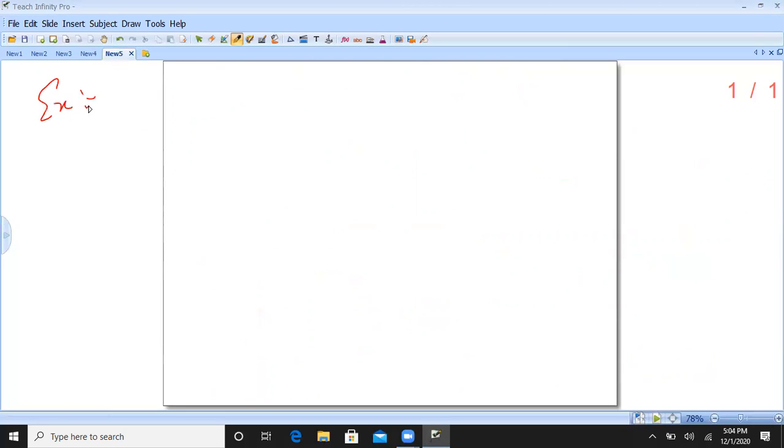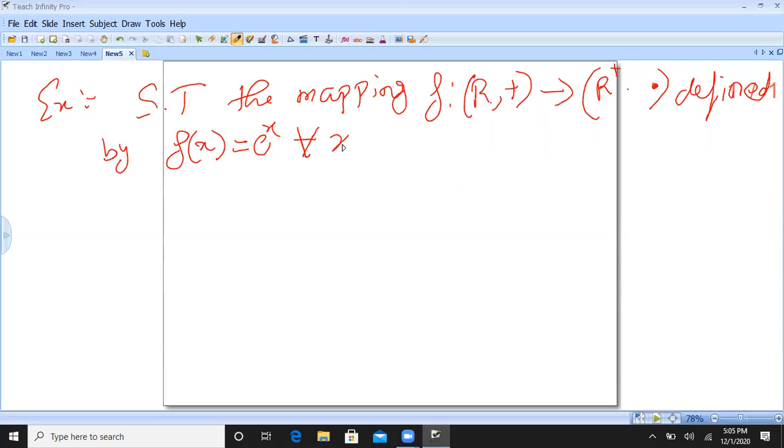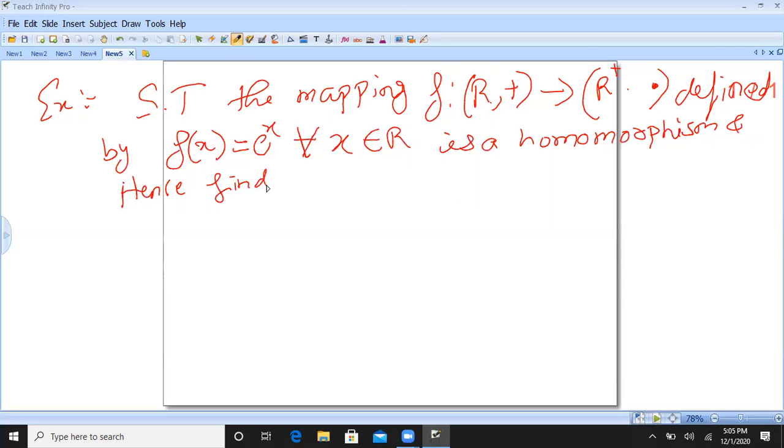So example: show that the mapping f colon R plus tends to R raised to plus into a binary operation, so dot is multiplication, defined by f of x is equal to e raised to x for all x belongs to R is a homomorphism and in spine its kernel.